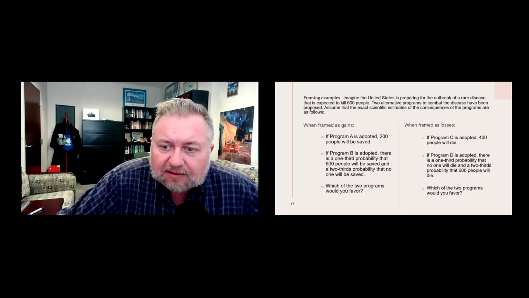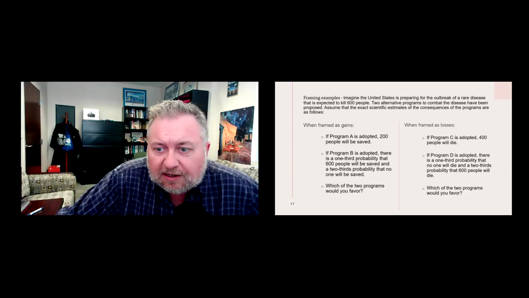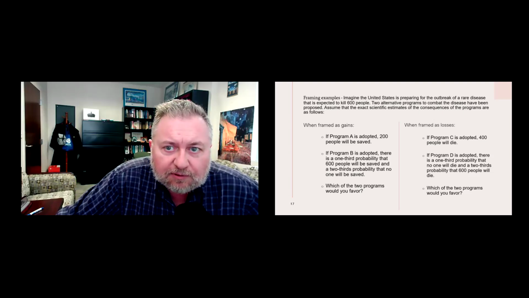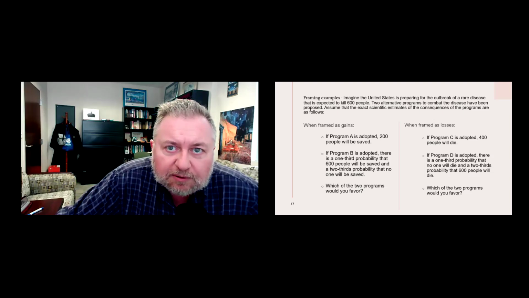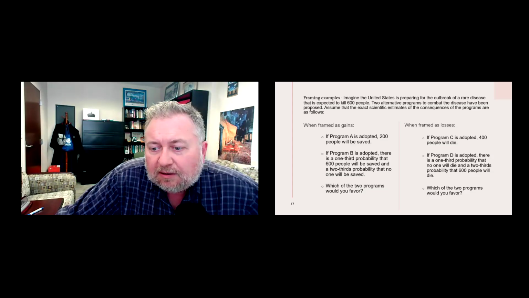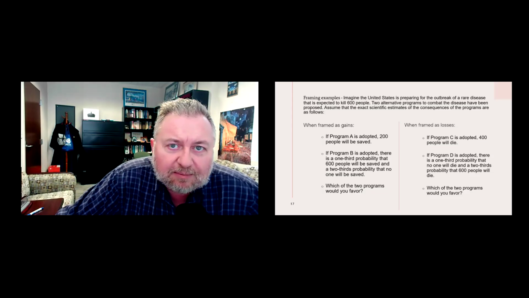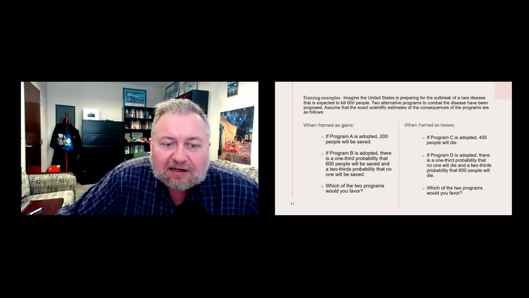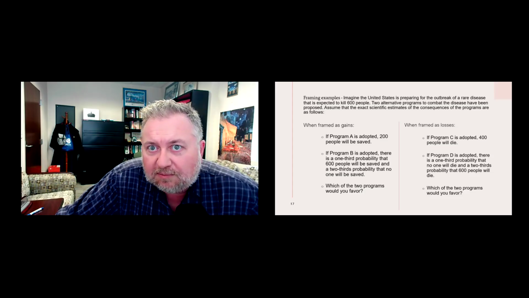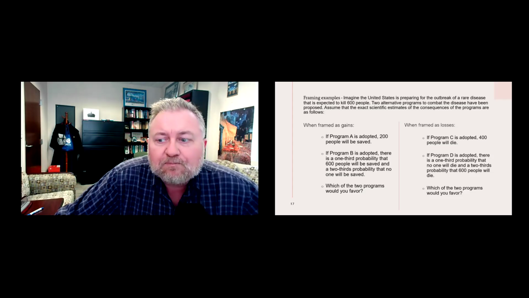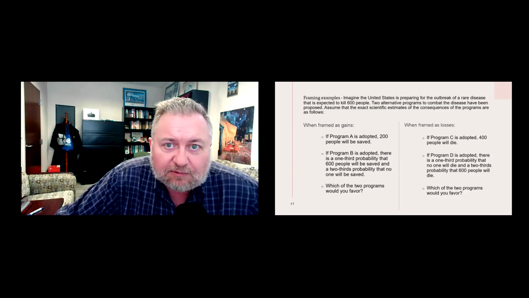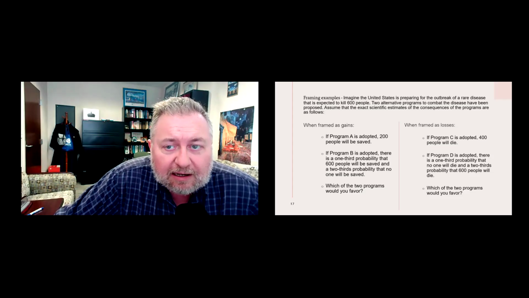Now what happens when we frame things in terms of losses? So on the right-hand side, we have two different programs. If program C is adopted, 400 people will die. Now, framing it as a loss, right? But one thing I want you to notice is that program C is exactly the same as program A, right? Because if 600 people are expected to die, we can either save 200 or lose 400, but it's the exact same statement, right? But we're framing it differently. We're framing it in terms of 400 people are going to die.